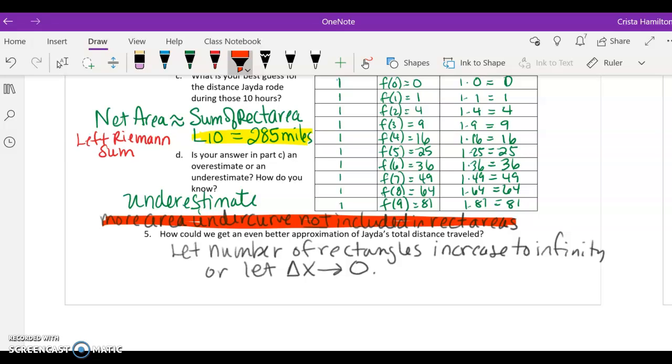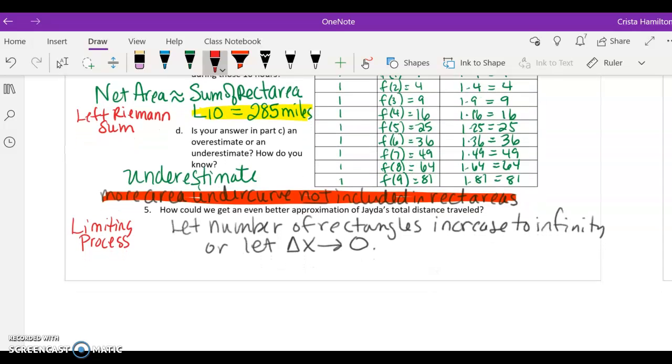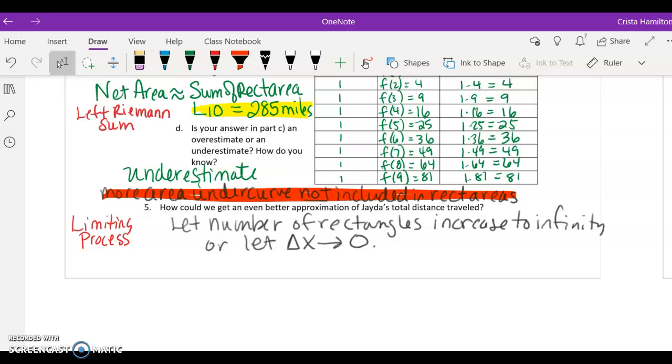How can we get a better estimate? Remember that as we are doing calculus, that calculus includes a limiting process where we try to make it a better and better estimate by changing something and applying a limit. So our limit here is going to let the number of rectangles increase to infinity.